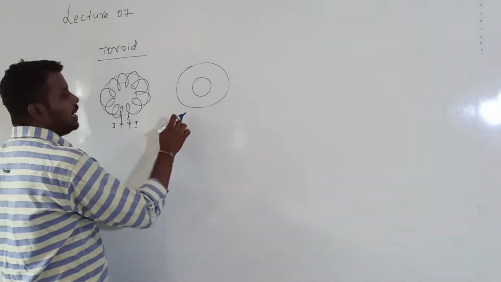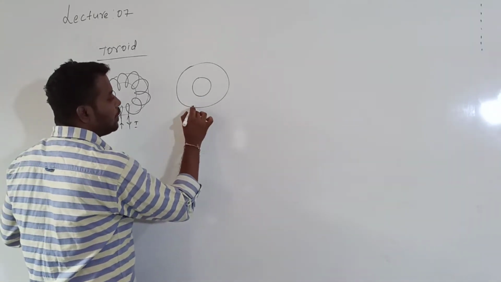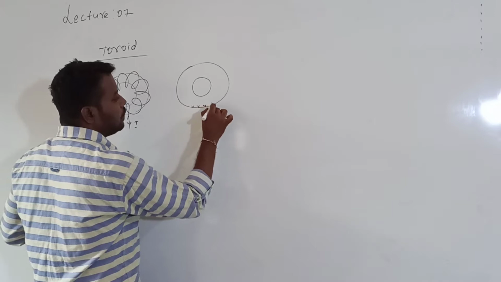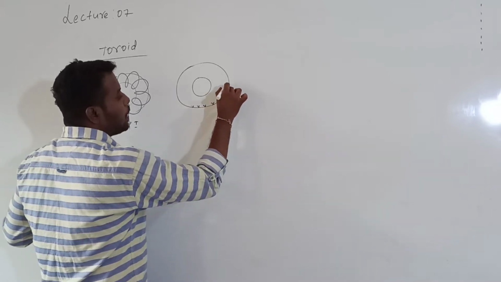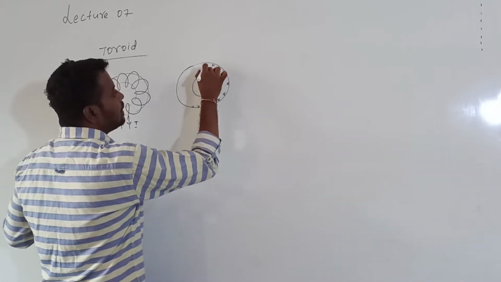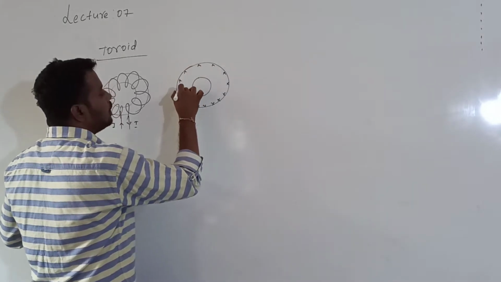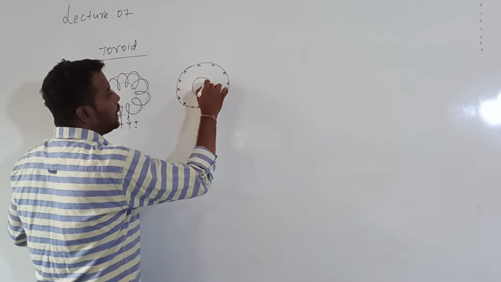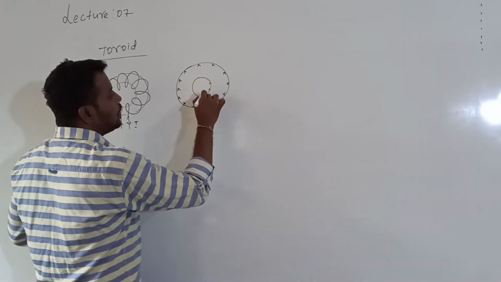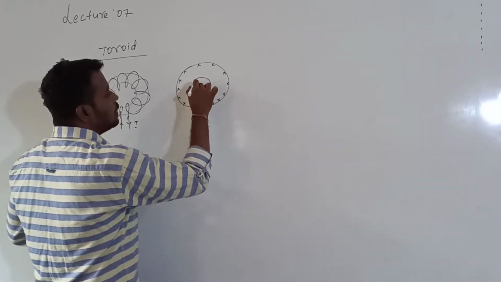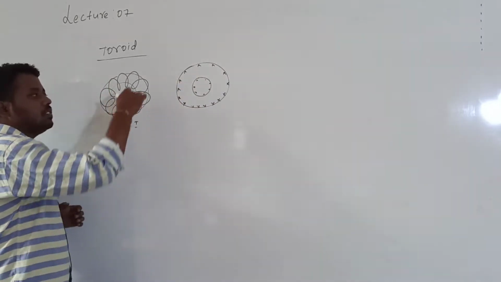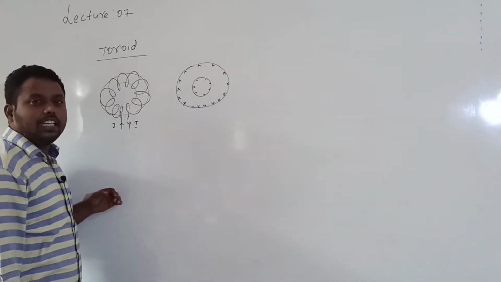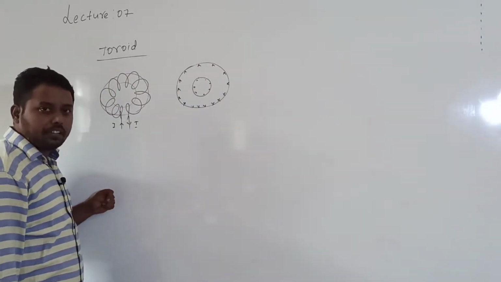The magnetic field here is entering. When the current is perpendicular to the plane, the magnetic field is passing into the paper. Whereas here, the magnetic field is perpendicular to the plane, passing out of the paper. This direction is based on the direction of the current entering or leaving.